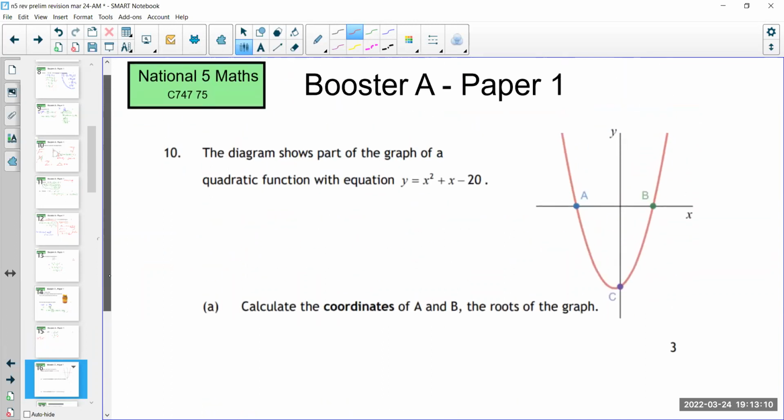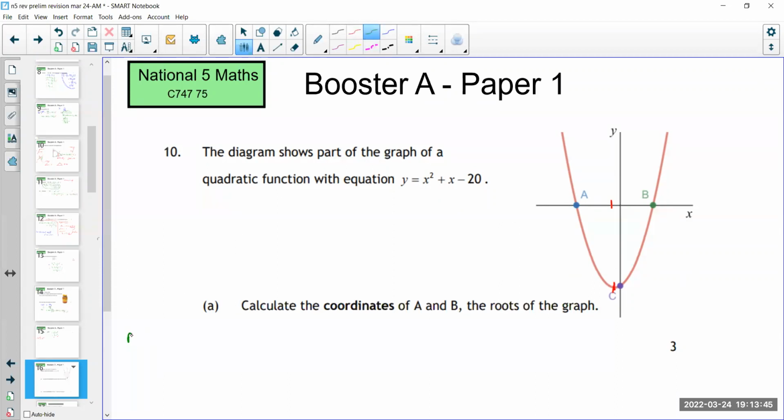Question 10. I've got a diagram this time, quadratic. So I know when I've got a quadratic, we've got what we call a turning point, halfway between A and B. Now they've asked me to calculate the coordinates of A and the coordinates of B. To do that, A and B are what we call roots. So how do we find the roots?